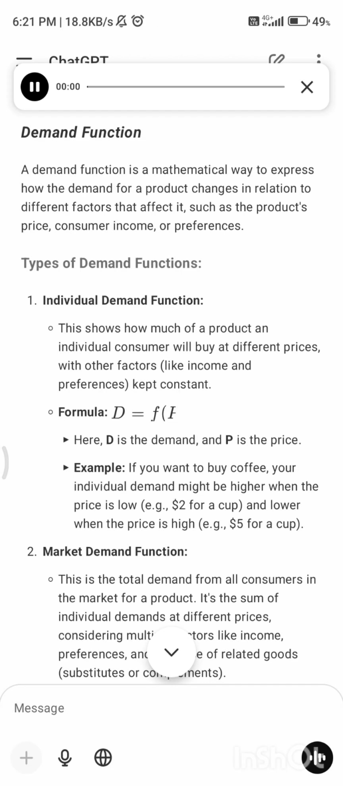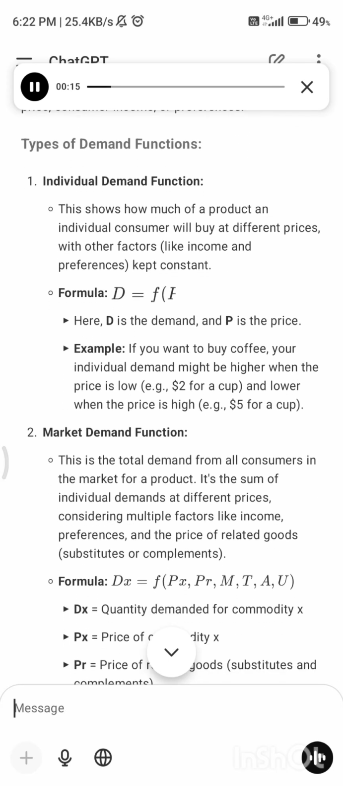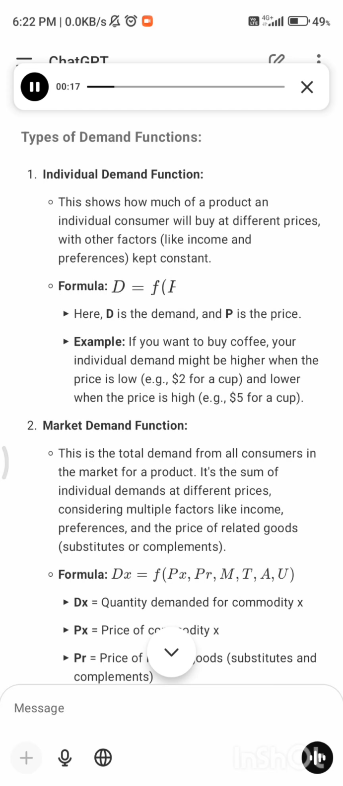Demand function. A demand function is a mathematical way to express how the demand for a product changes in relation to different factors that affect it, such as the product's price, consumer income, or preferences. Types of demand functions. 1. Individual demand function. This shows how much of a product an individual consumer will buy at different prices, with other factors, like income and preferences, kept constant.